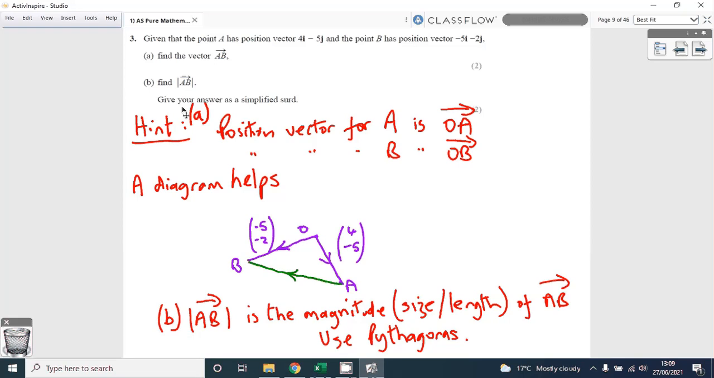Now we're being asked to find the vector from A to B, so we're going from A to B. So we're going to go from A to O, then O to B. So I'll leave it for you to work that out. And then for part B, this modulus sign here means you're working out the magnitude, so the size alone of the vector. So once you've worked out the vector for A to B in part A, which can either be in ij format or column format, you then need to use Pythagoras to work out the size of the vector for part B.